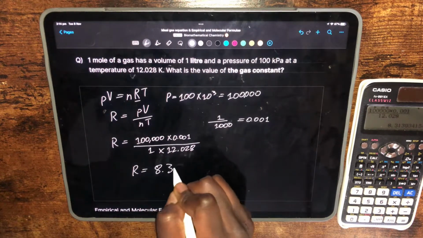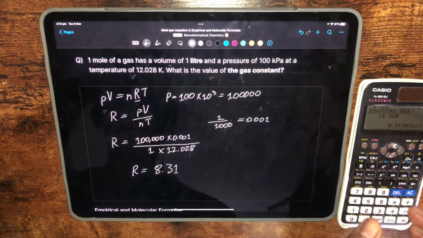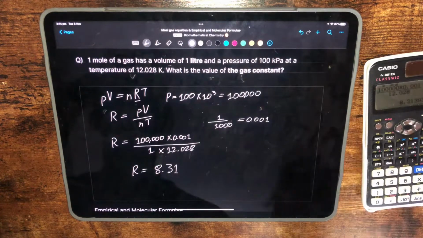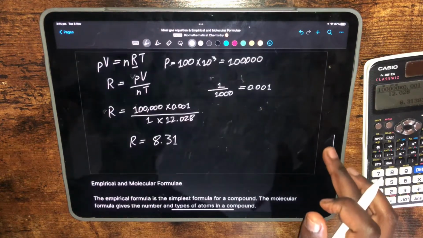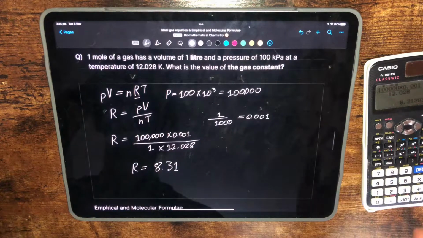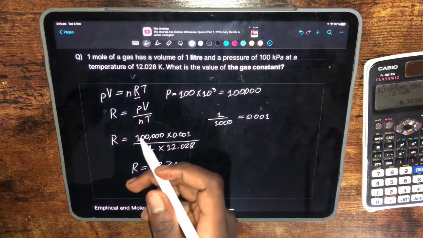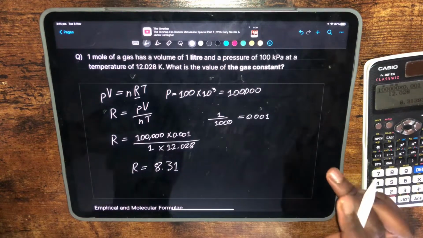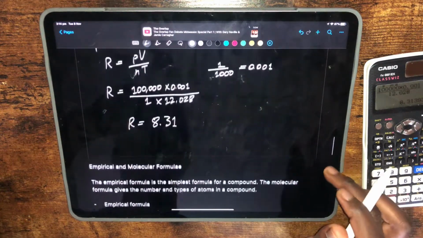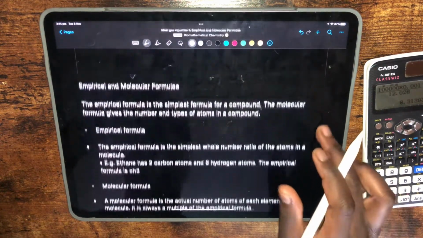I don't remember the units for this, but I don't remember them actually really caring about you having the units for the gas constant. But they'll usually have it there, and if they don't specify it, you can work it out by just looking at what you have in your equation. So 8.31. I'm going to go into the empirical and molecular formula now.